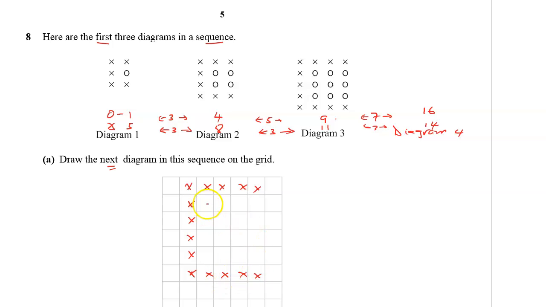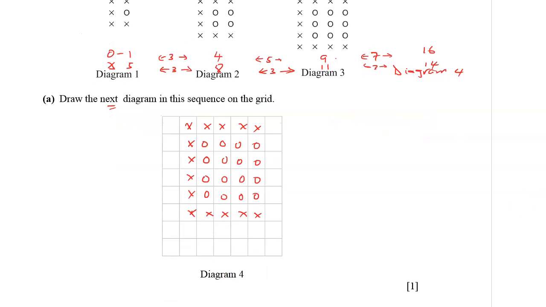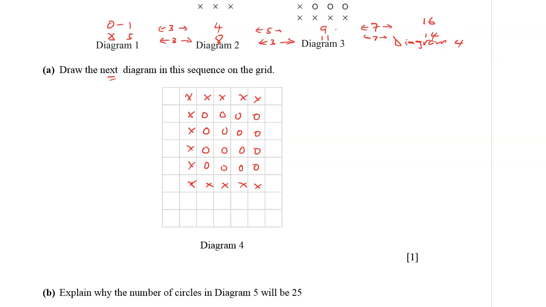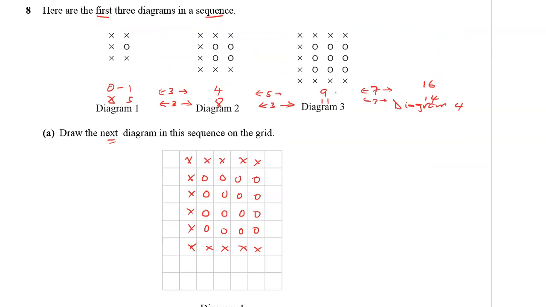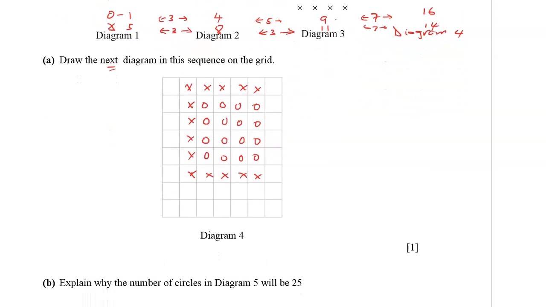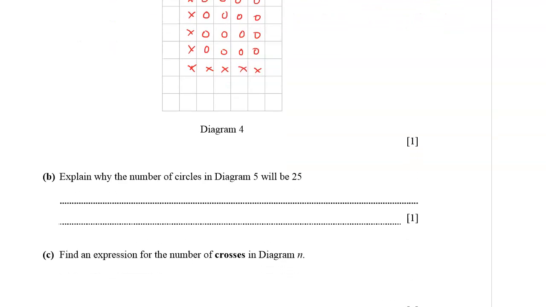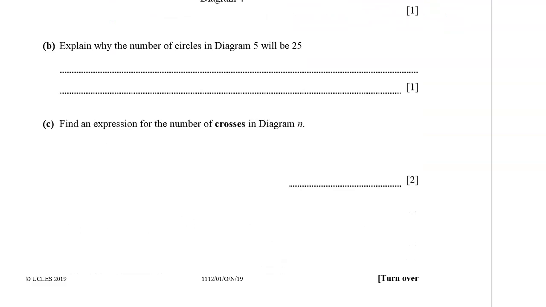Then we'll have our knots, 16 of them. And there we are. So our diagram 4 here should look that way. Of course, you should find the sequence order. That will help you to get that sequence correct. Right? Part B.